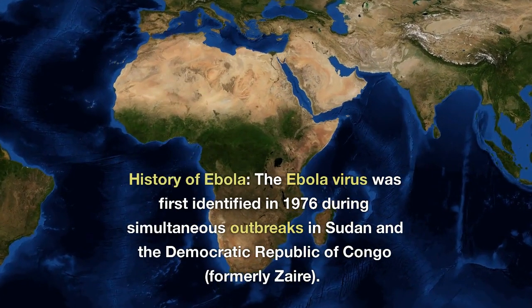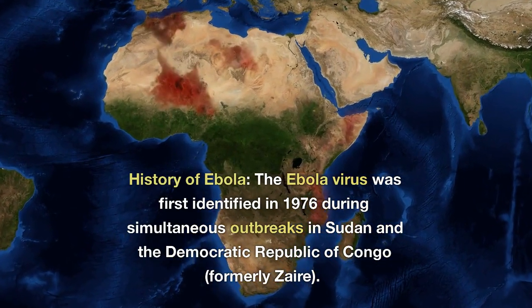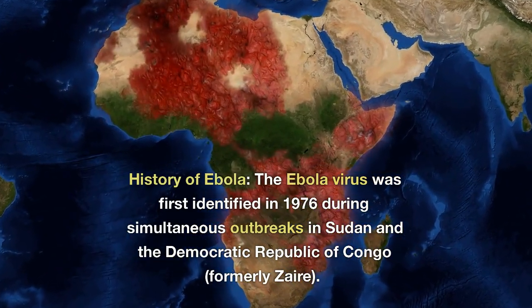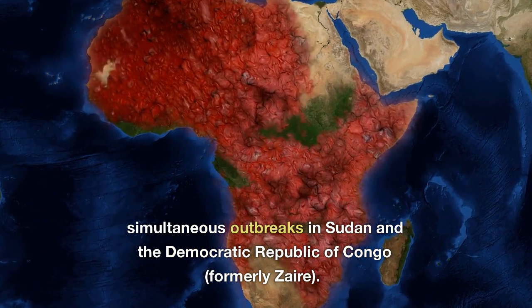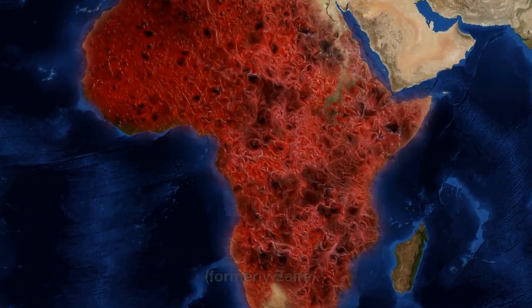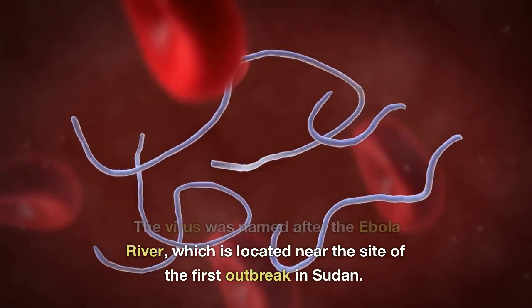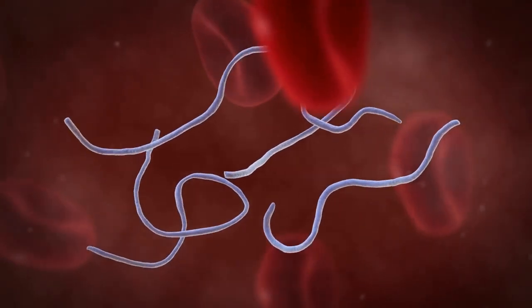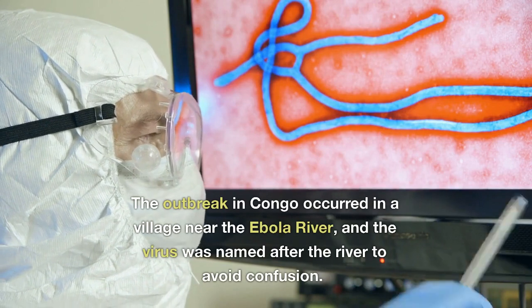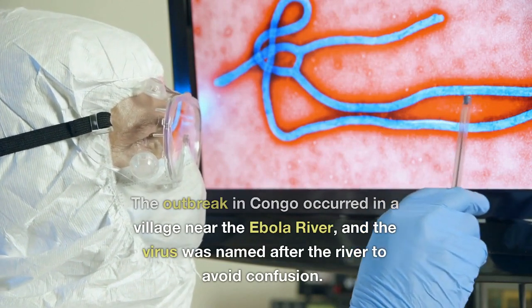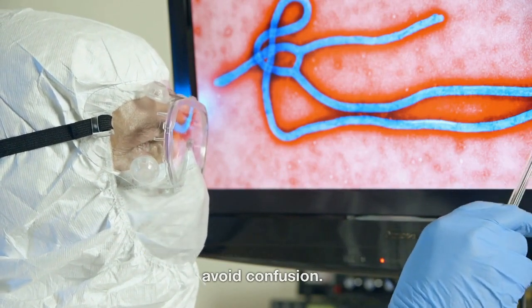History of Ebola. The Ebola virus was first identified in 1976 during simultaneous outbreaks in Sudan and the Democratic Republic of Congo, formerly Zaire. The virus was named after the Ebola River, which is located near the site of the first outbreak in Sudan. The outbreak in Congo occurred in a village near the Ebola River, and the virus was named after the river to avoid confusion.